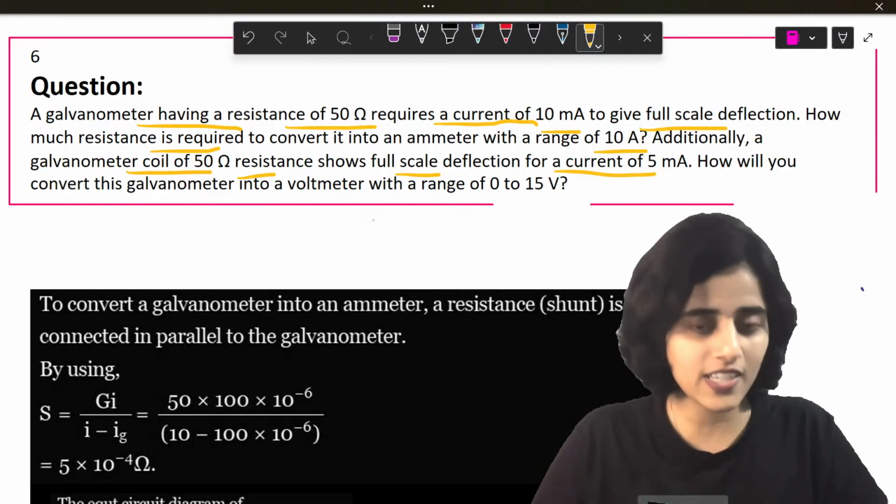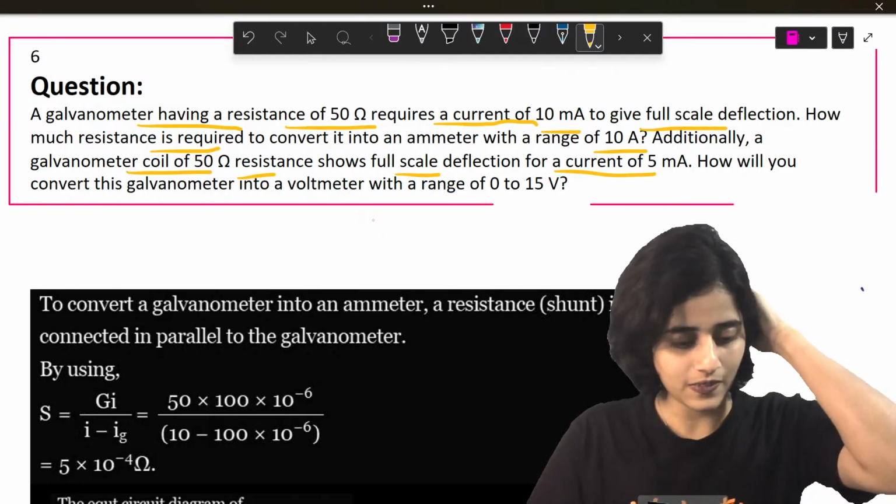Rohit Rathod has already given me the answer. Okay, let's see.